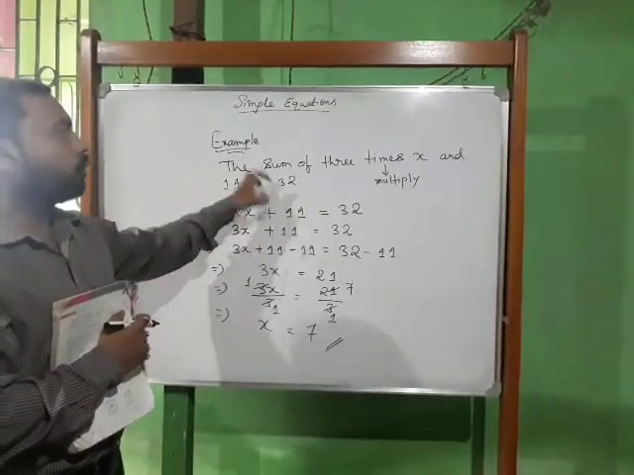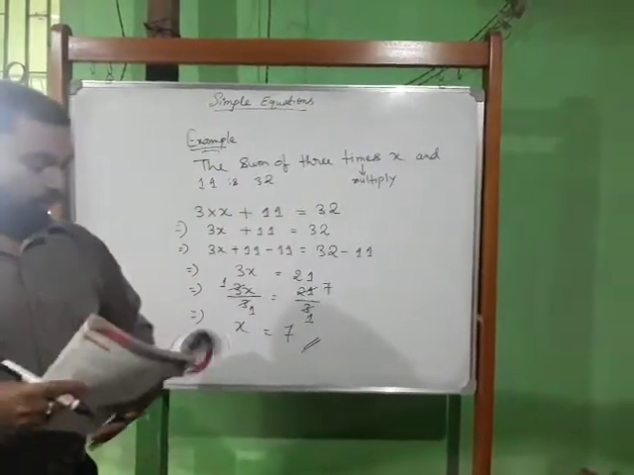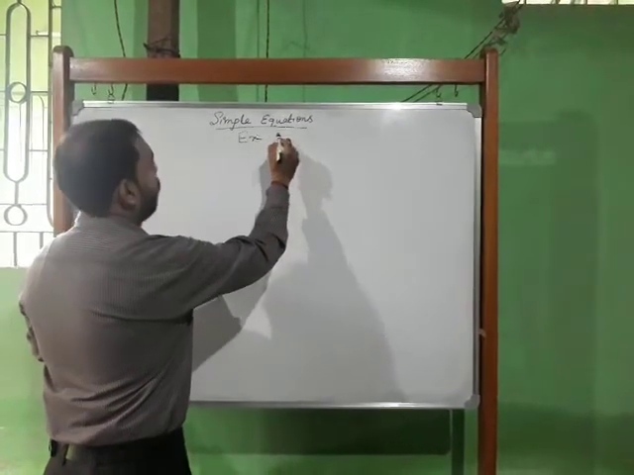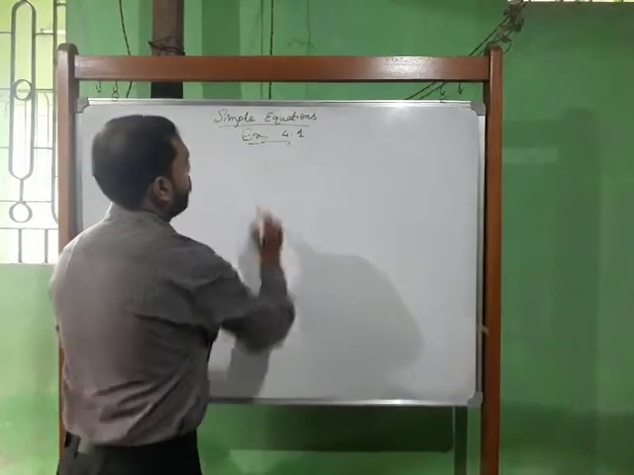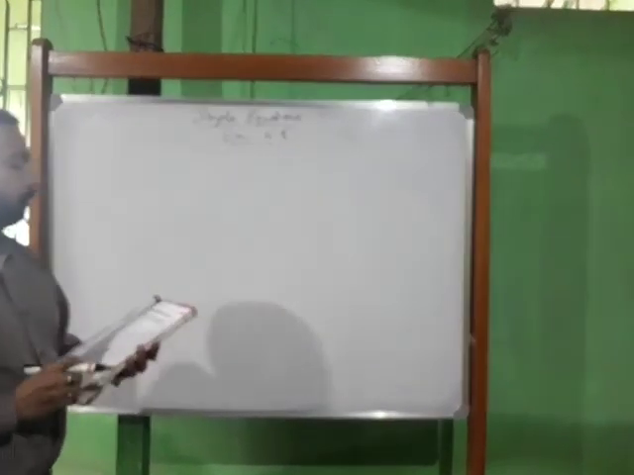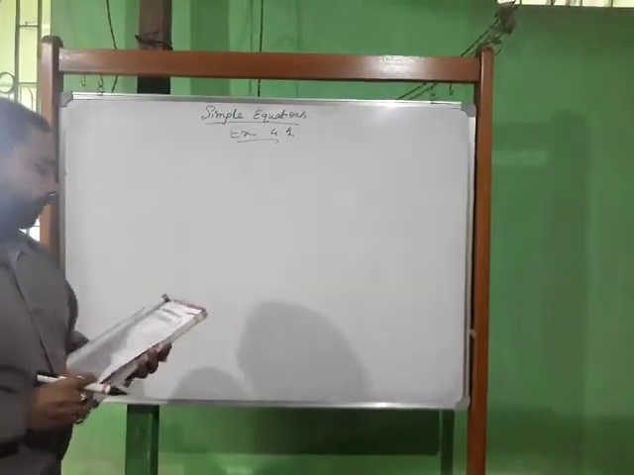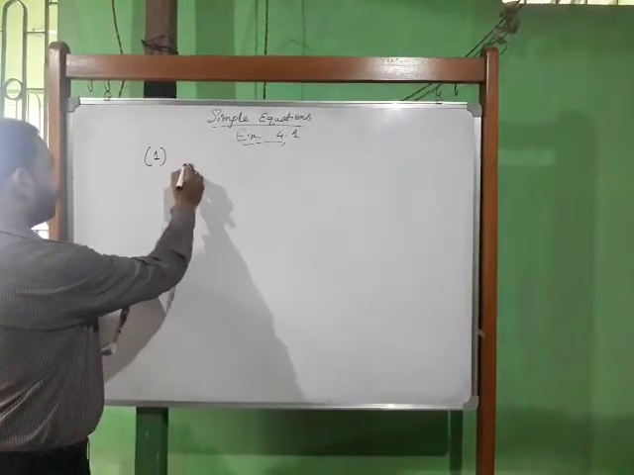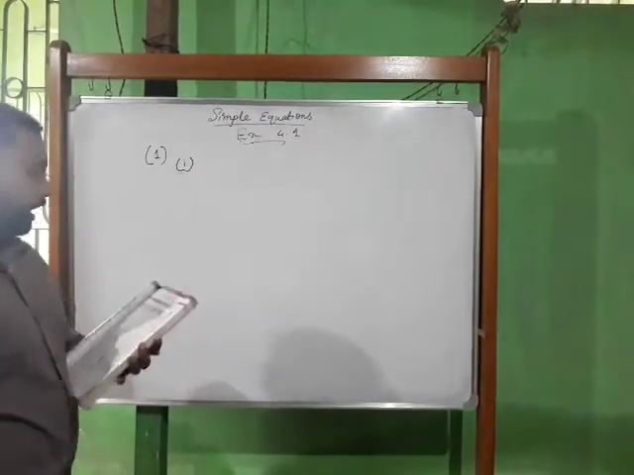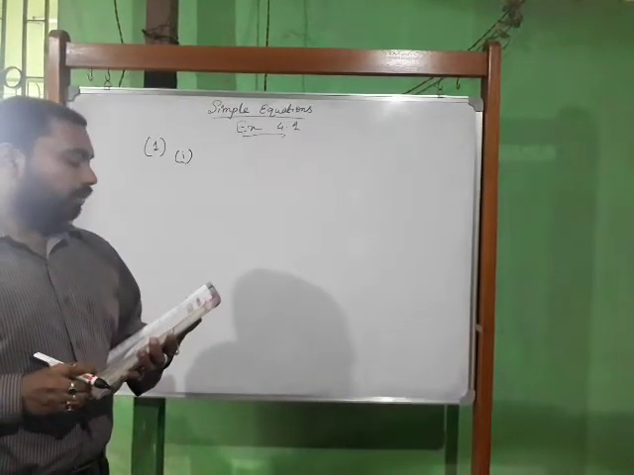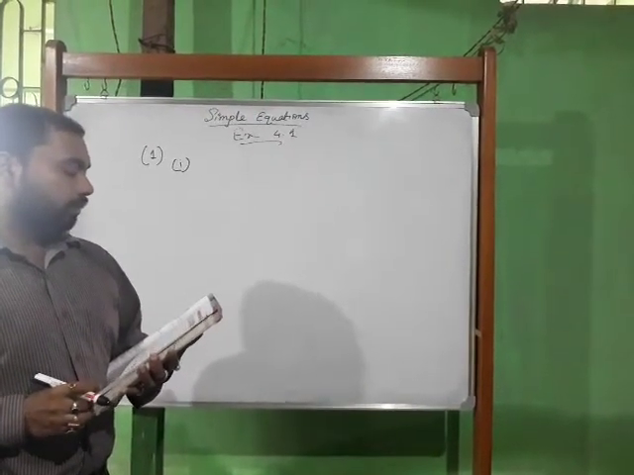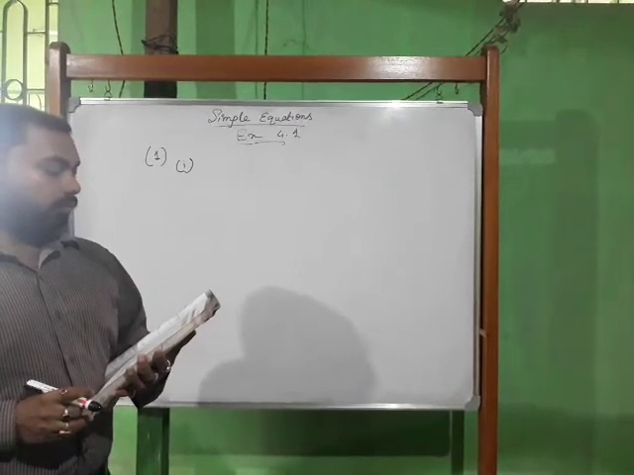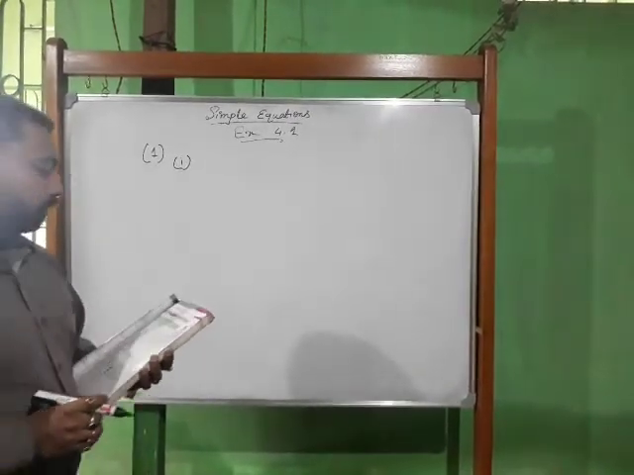Let me show you some more examples. I will solve one question from exercise 4.1. Let us take an example. Question number 1. In the question it is given, complete the last column of the table. So the equation is given, the value is given, and whether the value is satisfying or not.